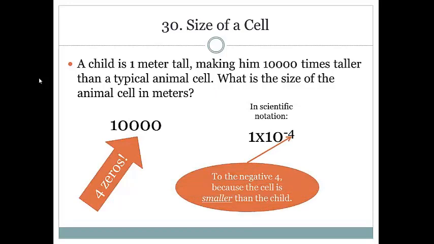So if I asked how many times bigger is the child than the cell, it would be 10 to the positive 4. But because the cell is smaller, we get negative 4.